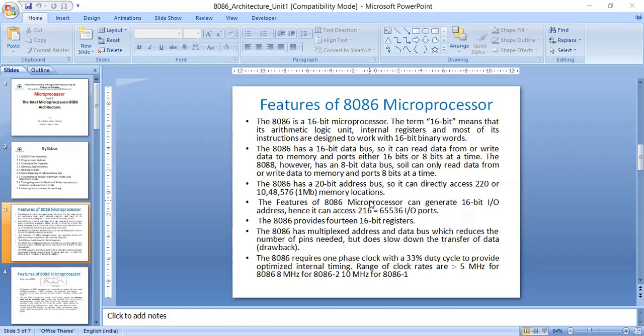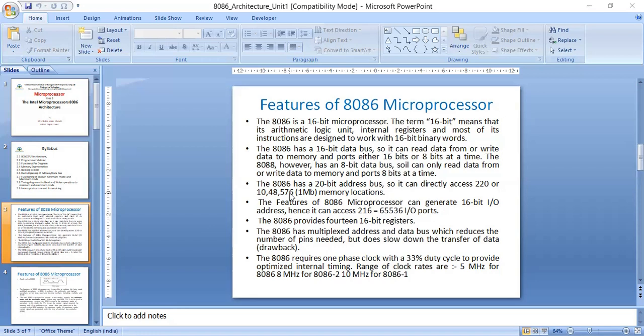As we know that there is a 16-bit data bus, and 8086 has a 20-bit address bus, so it can directly access memory of size 2 raised to 20. If we calculate 2 raised to 20, then it is 1,048,576 bytes of memory locations, and in short it is called 1 megabyte memory. So the addressing capacity is 20-bit, and that's why the maximum memory that is accessed by 8086 is 1 megabyte.